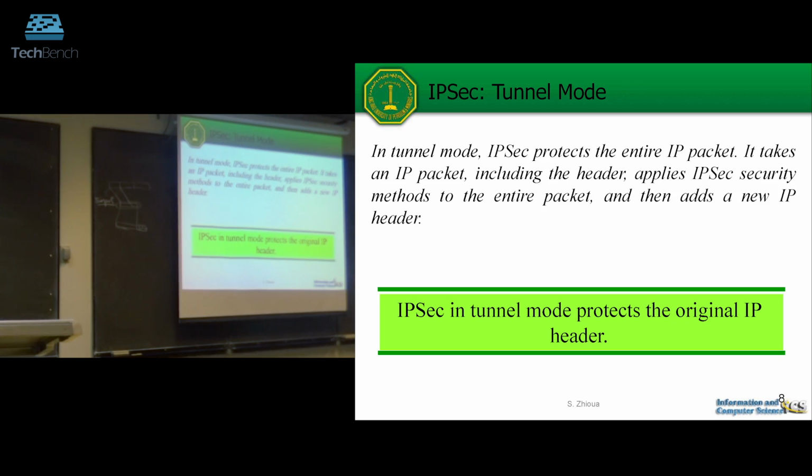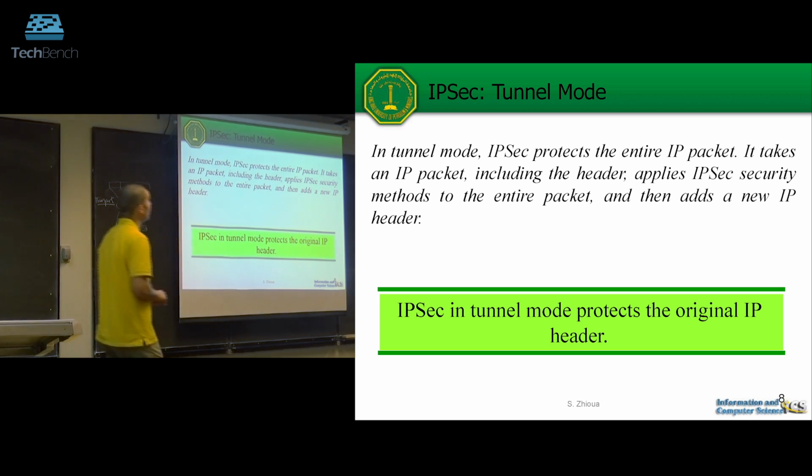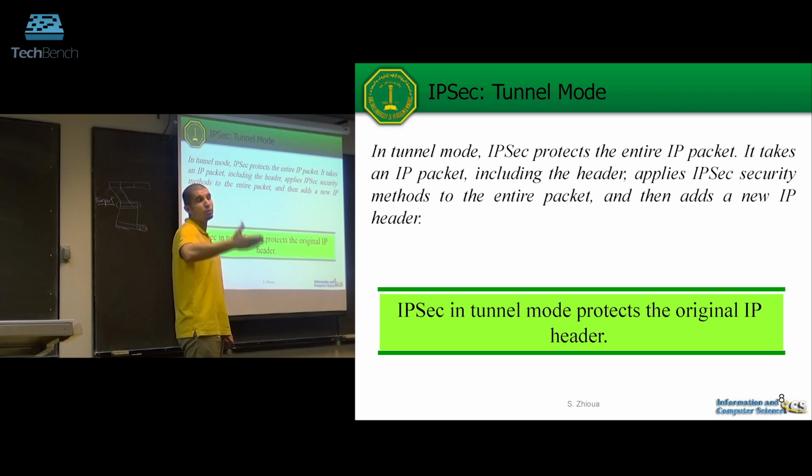The second mode is tunnel mode. In tunnel mode, you will protect the IP packet entirely, including the IP header. So in tunnel mode, IPsec protects the entire IP packet. It takes an IP packet, including the header, applies the IPsec security method to the entire packet, and then adds a new IP header. So here we are talking about two IP headers: one before protection, one after protection.